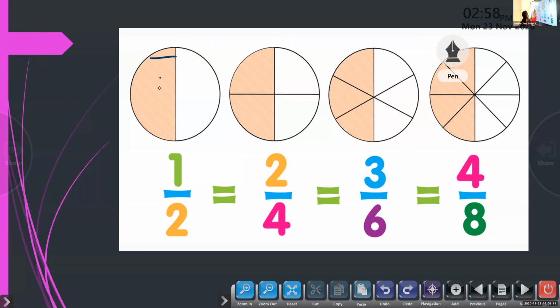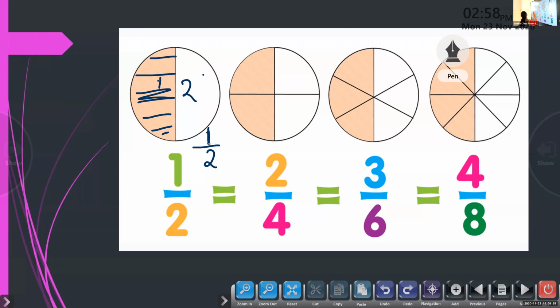How many parts? 1 and 2. So what is this fraction, Glenn? 1 part is shaded out of how many? 1 by 2. Here we have a total of 2 parts, and from that we have shaded only 1 part.